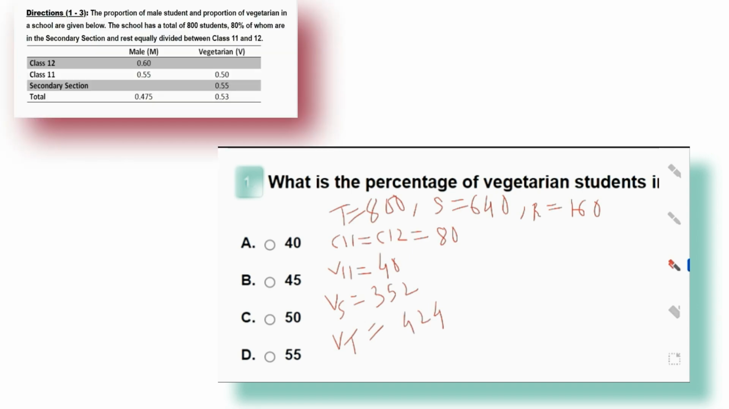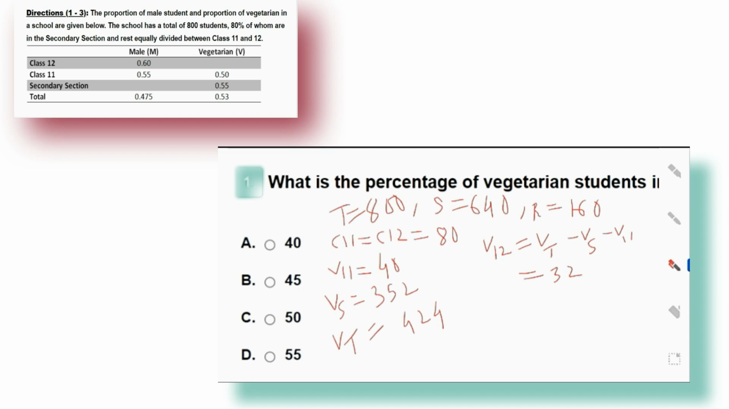Okay, so now our task is to calculate the total number of vegetarians present in class 12. That is, vegetarians in class 12 is equal to total vegetarians minus secondary vegetarians minus 11th vegetarians. This way we can get the total vegetarians present in class 12. So total vegetarians is 424 minus 352 minus 40, so this becomes 32. Okay, so a total of 32 students are vegetarian in class 12.